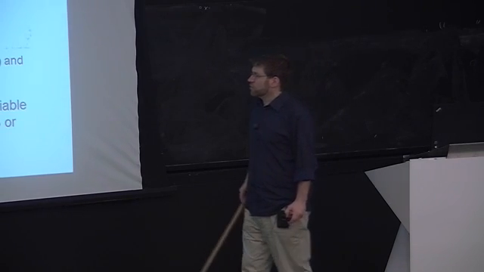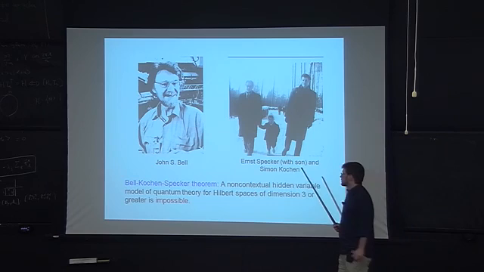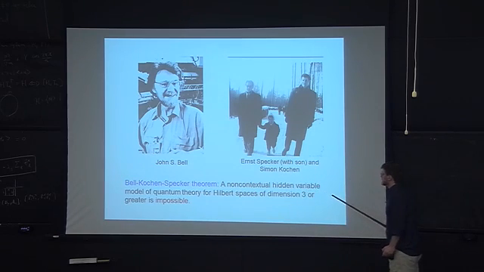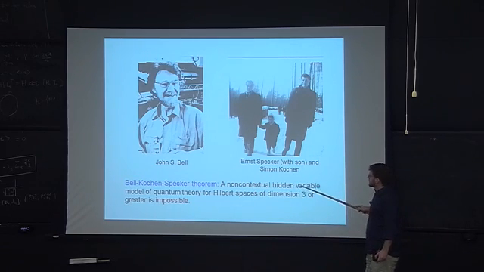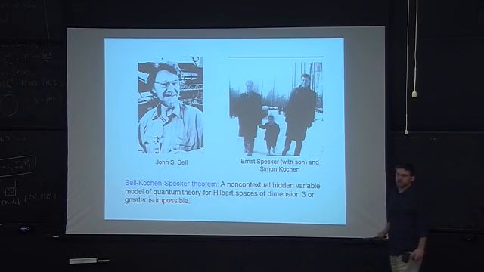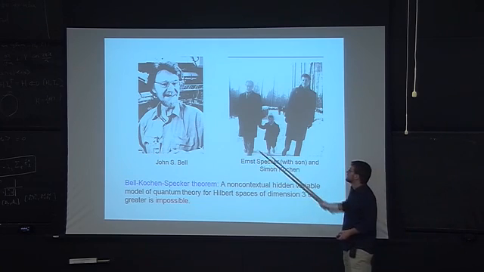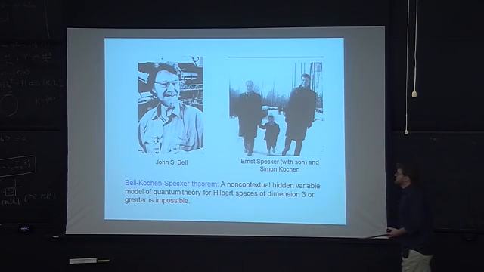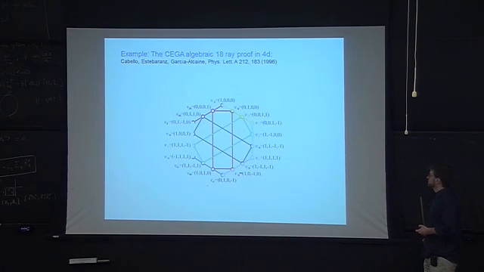OK, so what's called the Bell-Kochen-Specker theorem is the result that a non-contextual hidden variable model of the type I just described is impossible for Hilbert spaces of dimension 3 or greater. So you can't find models of the type that I just described. And so this was basically discovered independently by Bell and by Kochen and Specker. Their paper on this was 1967. Bell's paper was published in 66, but was submitted in 64.